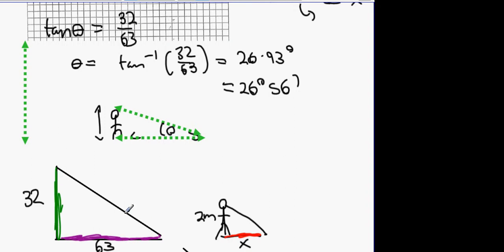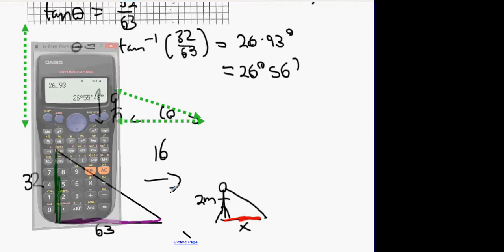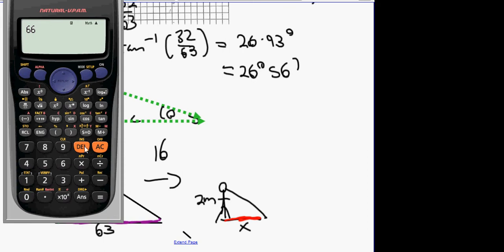Okay? They're basically the same ratio. So how much smaller is this triangle than the big triangle? 16 times smaller. This means that 63 will also be 16 times smaller. So if you divide 63 by 16, you should get the same answer, 3.93.